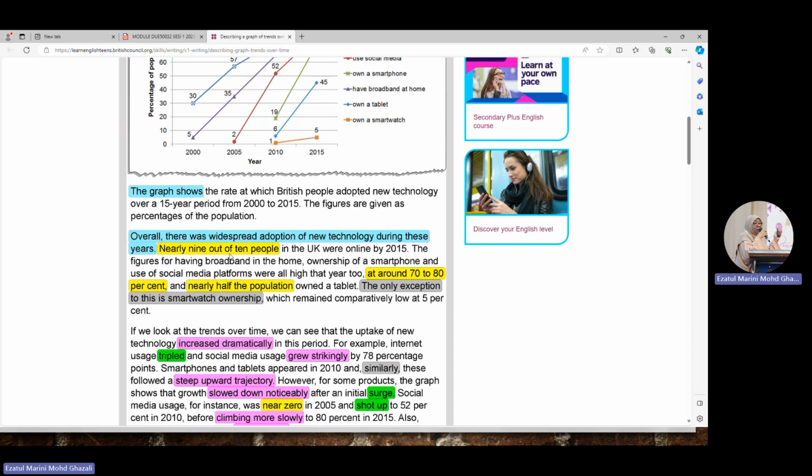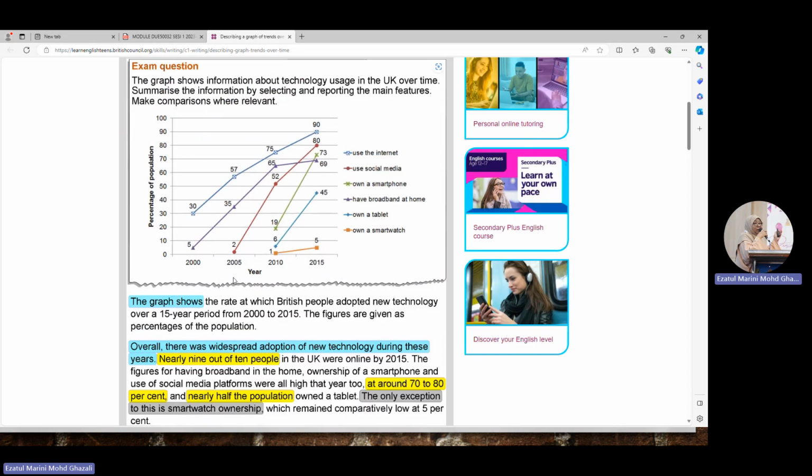All right. Overall, there was a widespread adoption of new technology during this period. Nearly 9 out of 10 people. How would you know? It is not provided in the graph directly. However, you can do the maths.